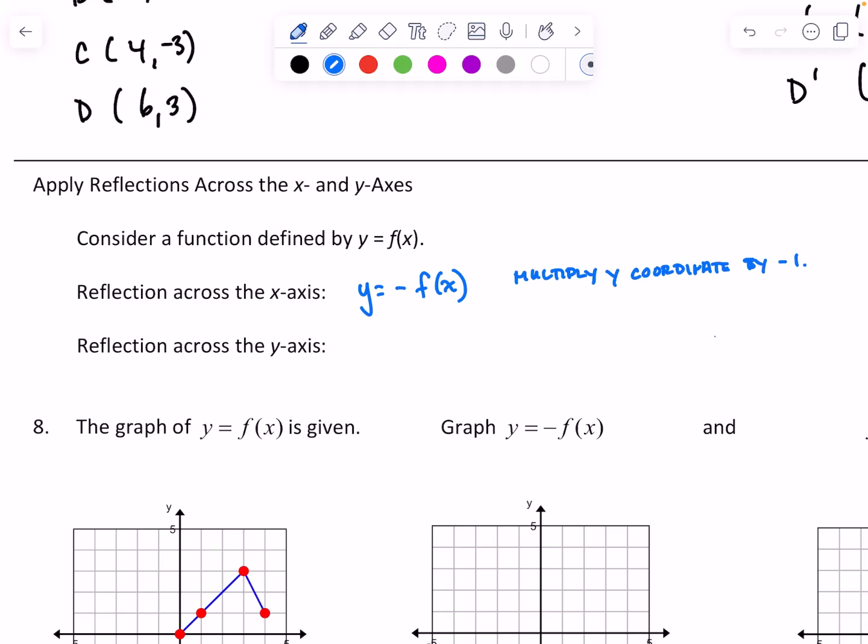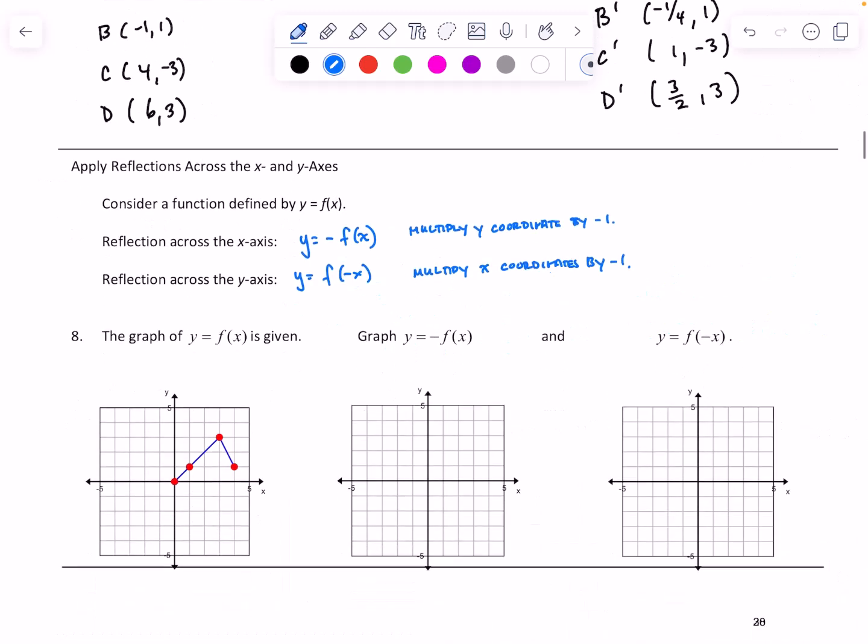Similarly, but also opposite, reflection across the y-axis. If we're reflecting, the y-axis is acting like our mirror. That means everything to the left moves to the right, and everything to the right moves to the left, which means it's our x-coordinates that have changed. And we know in that case, the change happens on the inside of the function definition. So here we're going to have f of -x, and we're going to be multiplying our x-coordinates by -1.